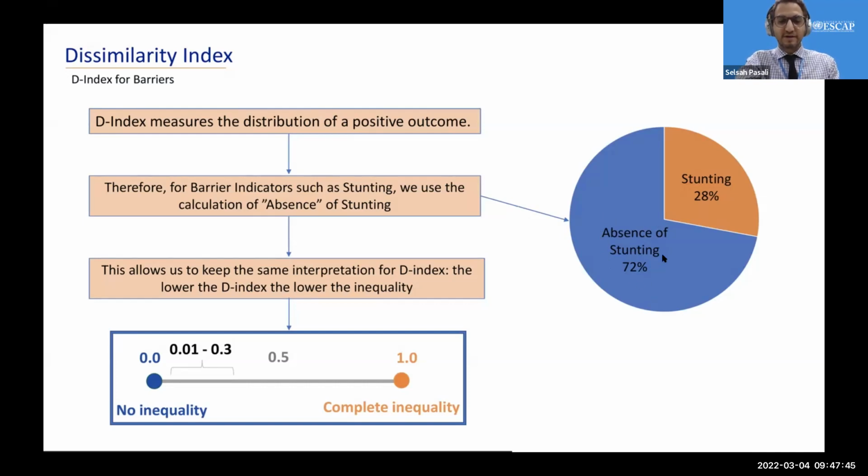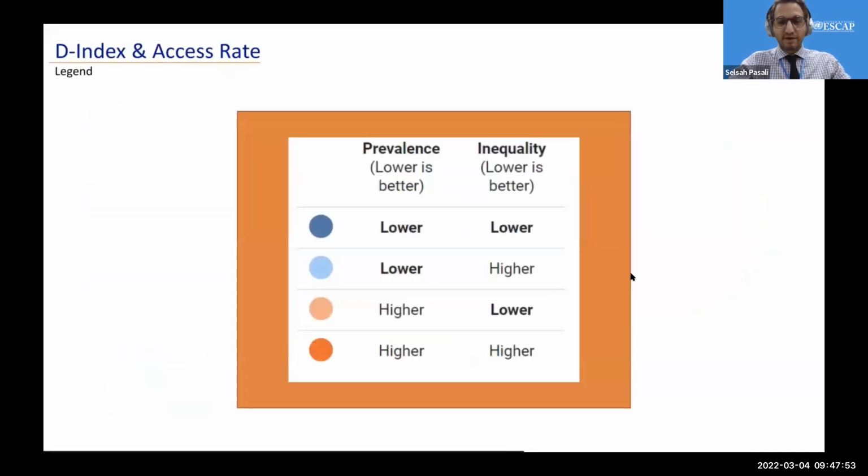So we want lower inequality in absence of a barrier. With this reminder, let me move to our barrier indicator, which, as you remember, is our violence against women is justified indicator. Just before that, a quick reminder that our color coordination remains the same, but the legend is slightly different now. Lower prevalence and lower inequality is the best case scenario, followed by lower prevalence and higher inequality, higher prevalence, lower inequality, and higher prevalence and higher inequality.